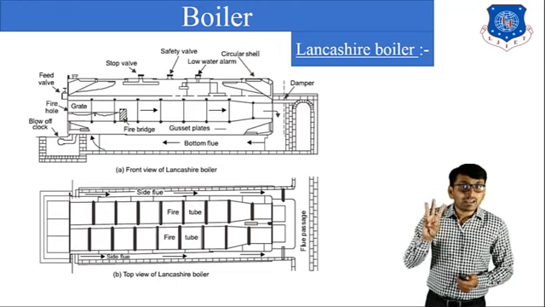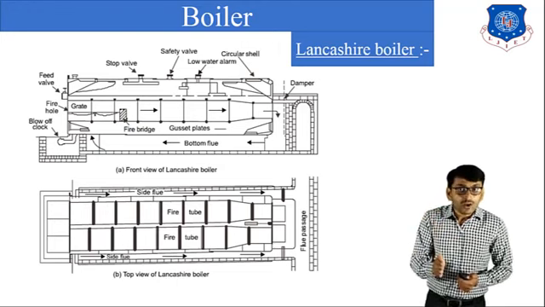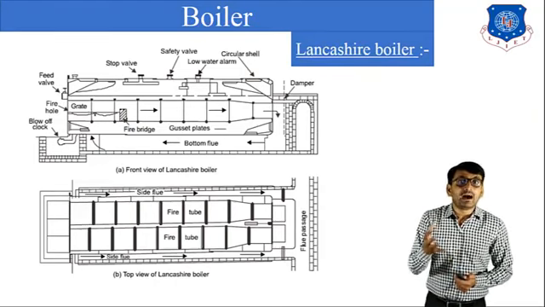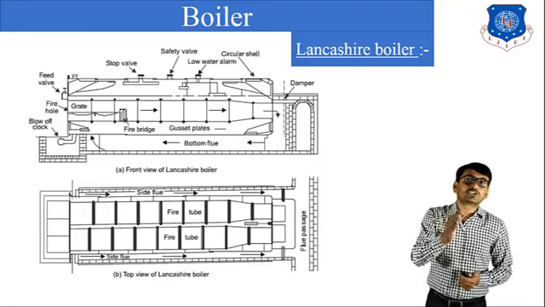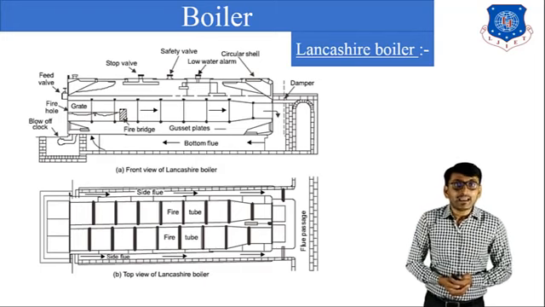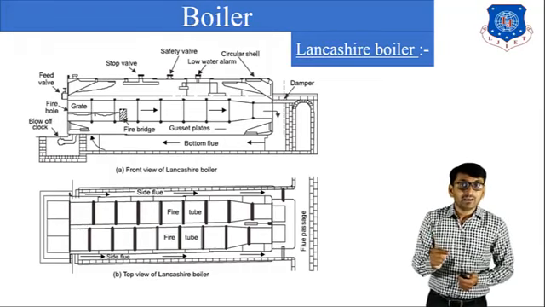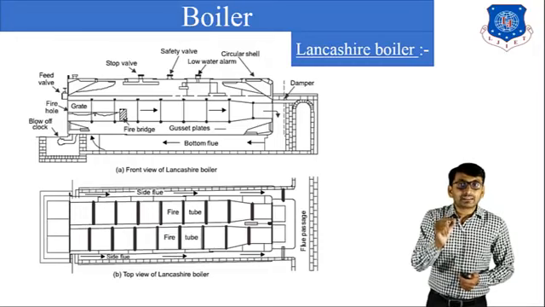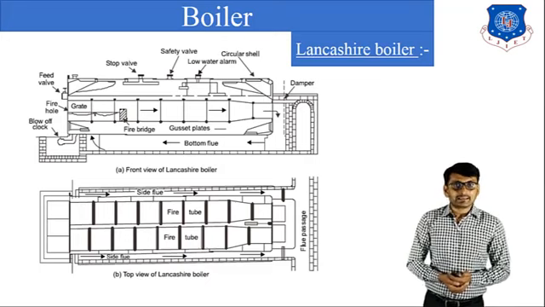So there are three flows of high temperature gas, and we have to maximally utilize the heat energy from high temperature gas to convert water into steam. This steam collects at the upper side of the boiler, and this steam is supplied to the particular application from the steam stop valve. So this is about the Lancashire boiler.